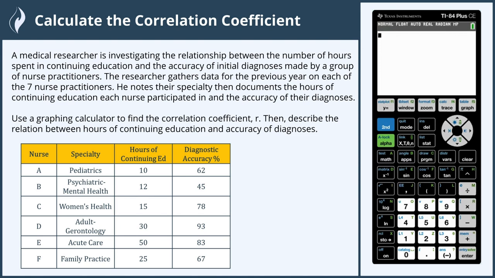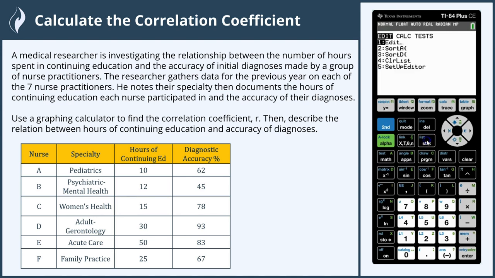diagnoses. Use a graphing calculator to find the correlation coefficient R, then describe the relation between hours of continuing education and the accuracy of diagnoses. There's lots of information in this table, but we really only need the hours of continuing education and the diagnostic accuracy. Let's go ahead and open our calculator.